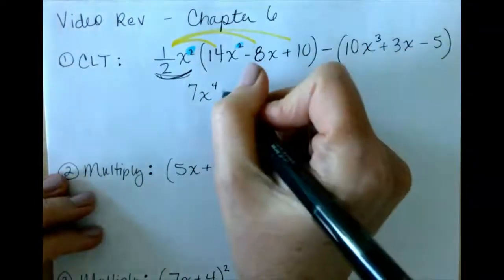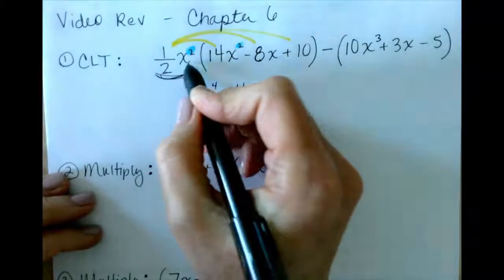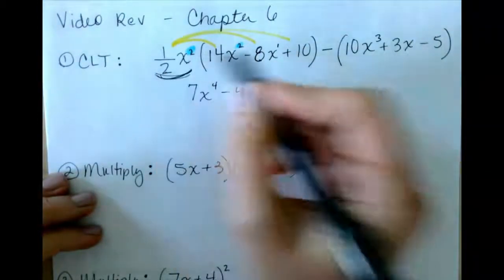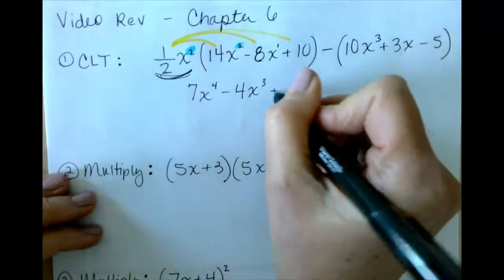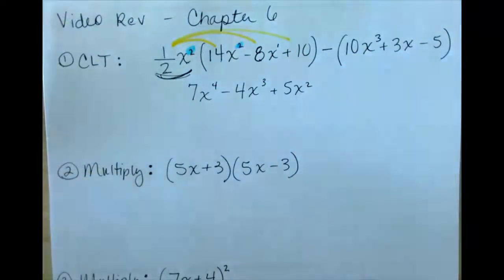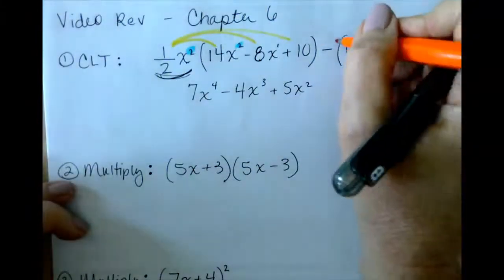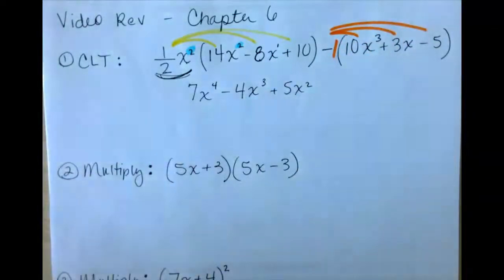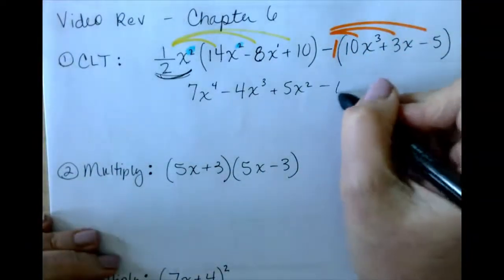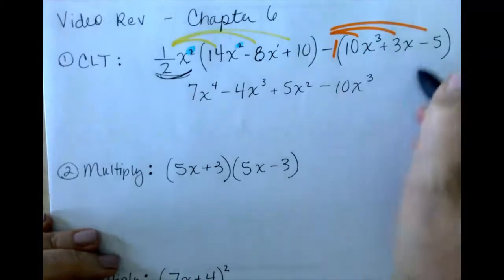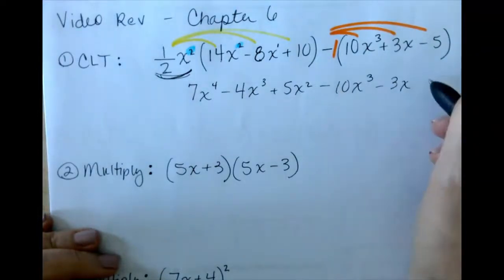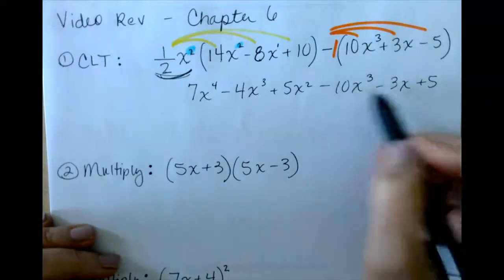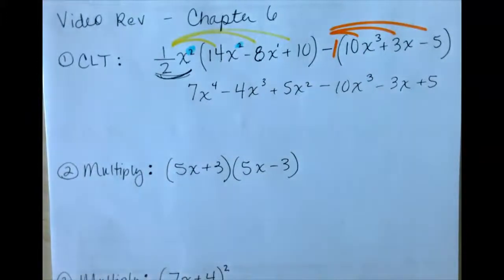1/2 times -8 is -4. And x squared times x to the 1st is x to the 3rd. 1/2 x squared times 10 plus 5x squared. Next, we're going to be distributing that minus sign, which is the same as distributing a -1. So, -10x cubed, -3x, and a plus 5. Essentially, having the minus sign there makes everything that follows it become the opposite.